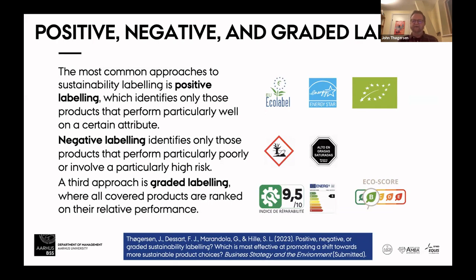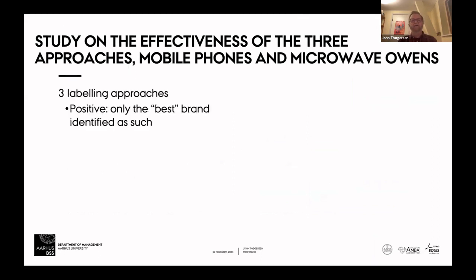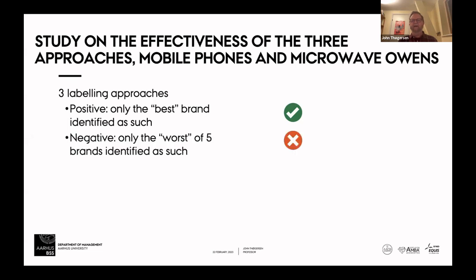A group of researchers and myself investigated the impact of a graded labeling versus a positive or negative label, using the case of mobile phones and microwave ovens, comparing these three approaches to see which one is most effective in guiding consumers. In this study, we used a green check mark to signal the positive label, and a red cross to signal the negative labeling.